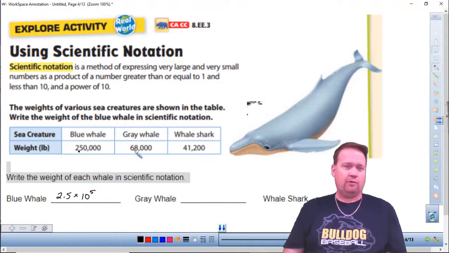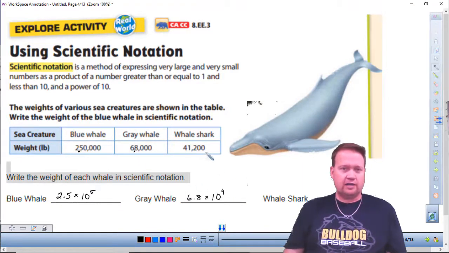Let's take a look at the gray whale. The gray whale is 68,000, and I'm going to focus on that spot right there between the 6 and the 8, because that's the number I create that's between 1 and 10. So my new number out front becomes 6.8 times, and then the power on 10 is however many decimal places I had to move it. I had to move it from here. I had to move it 1, 2, 3, 4 places. So it'll be times 10 to the 4th.